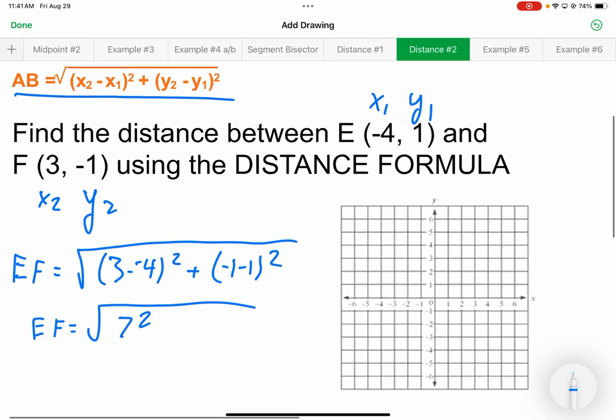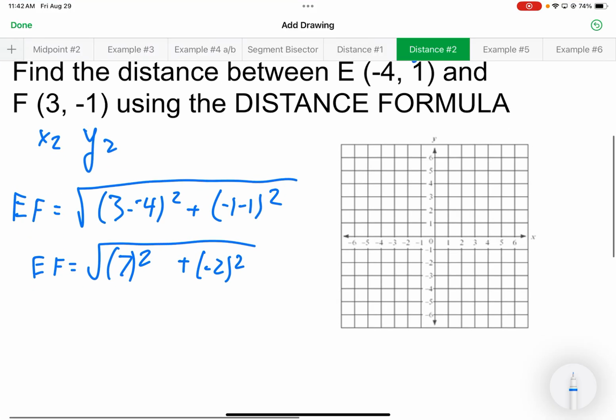So 7 squared, I'm going to leave the parentheses there, plus, all right, -1 minus 1? -2. You guys do okay with negatives, or are they a little tricky? They're tricky at times, right? Just got to be careful. So if you're at -1 on the number line and you go further left to the negative, then you get -2 squared. Okay. 7 squared.